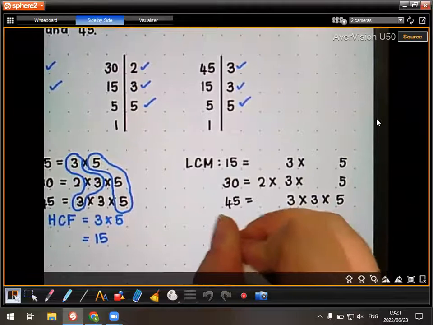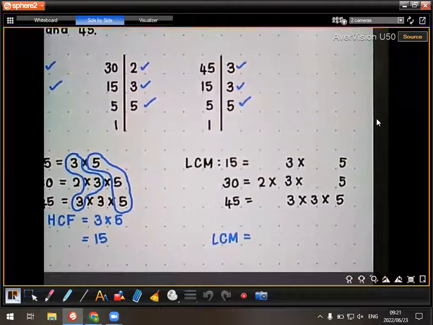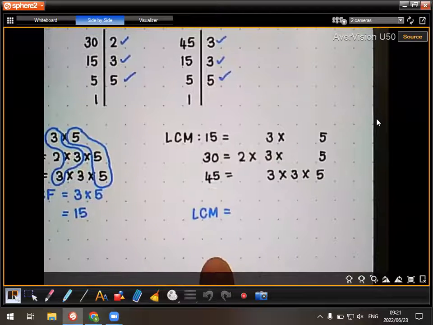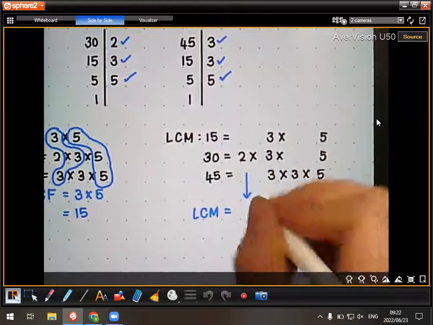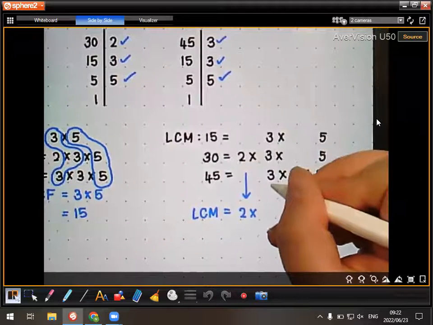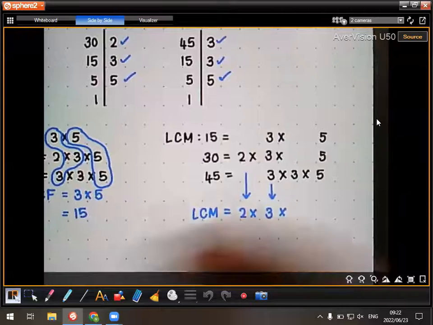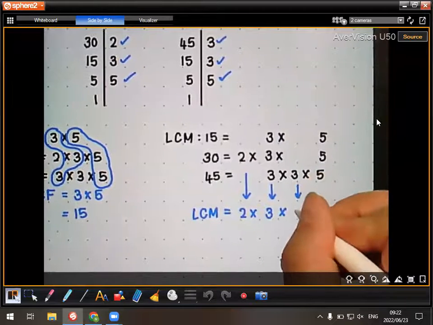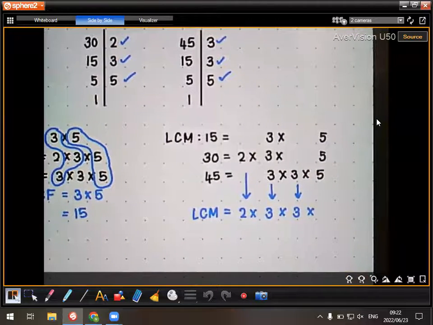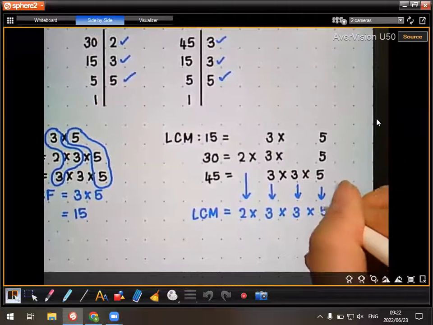Now underneath, we're going to write LCM equals. Now we're going to do our arrows. We're going to bring down all of these numbers, but those that are written in a line, we're only going to bring down once. So the 2 we have to bring down, so you can do your arrow. These 3s we're going to bring down once. The next 3 we are also going to bring down. It's going to form part of the LCM. And then these 3 5s we are also going to bring down once.